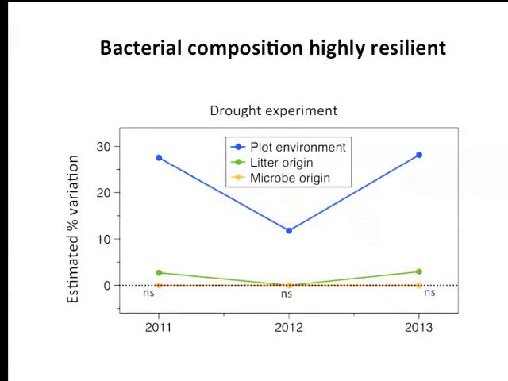Here's the bacteria in the drought experiment. So that orange line, that's the most interesting line for me, not significant in all 3 years. So that means even though in December I inoculated with a particular bacteria or microbial community, by March, after 1 rainy season, I cannot tell where my inoculum came from. So that's a highly resilient community, I would argue. In contrast, the plot environment had a really strong effect on the community composition of the bacteria, so they are being selected really quickly for which environment that litter bag is sitting in.